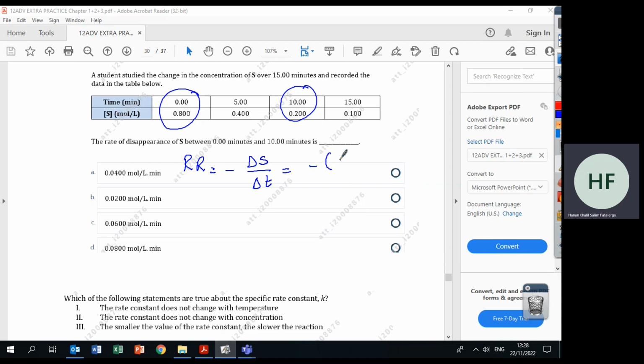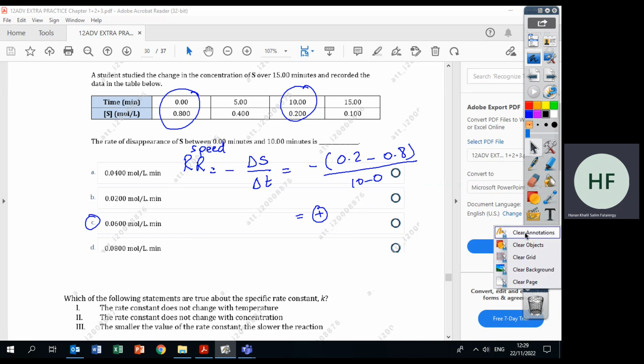Okay. Minus final 0.2 minus initial 0.8 over 10 minus 0. Okay, 0.2 minus 0.8, the answer is 0.06. The reaction rate is never negative. It should be positive. This is speed, and speed is never negative. It should be positive.